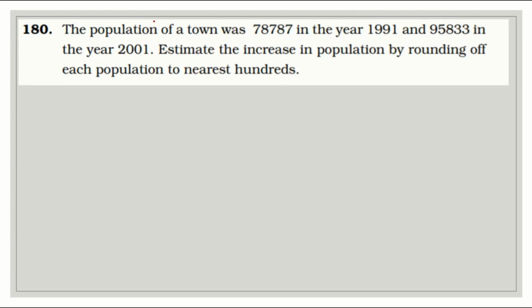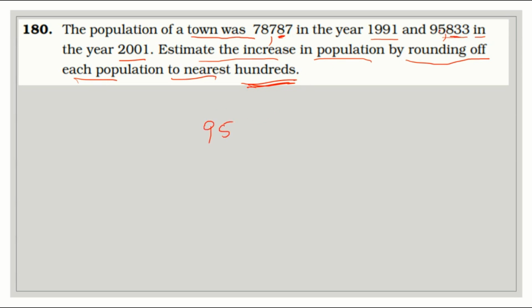Coming to question number 180, the population of a town is 78,787 in the year 1991, and 95,833 in the year 2001. Estimate the increase in population by rounding off each population to nearest hundreds. Now we have to do nearest hundreds. So watch for tens place.